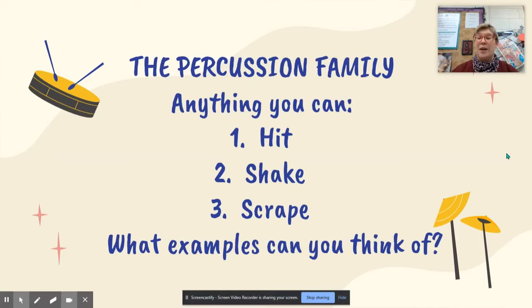And of course, our scraping instruments. Now, I know first thing you're thinking of is our rhythm sticks that we scrape, our lumi sticks. These are actually another version of a scraping instrument called a guiro. Now, we have used guiros in the past, but we don't have a lot of them.